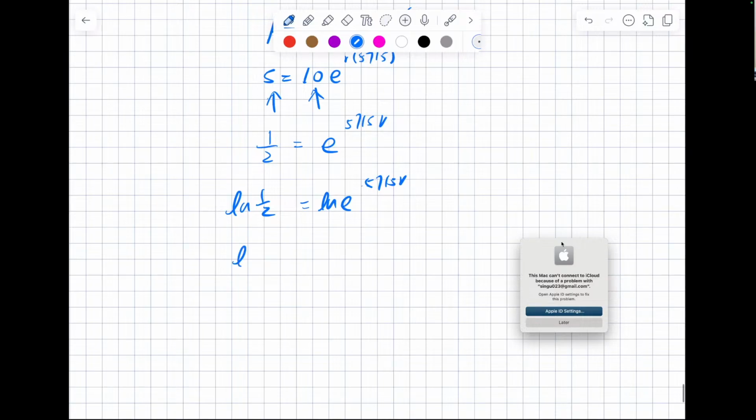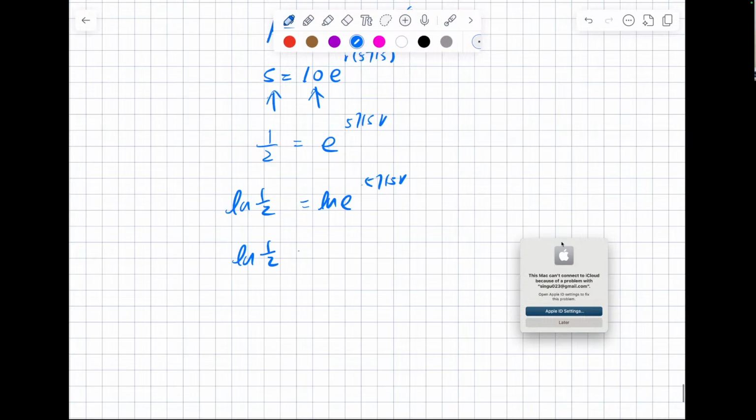So therefore it's going to be natural log of half equal to 5,715 R. So it'd be natural log of 1/2 divided by 5,715 equal to R. If you do natural log of half, this is the number you're going to see in the AP Chem book. I believe it's 0.693, not sure. Can somebody type in natural log of half for me? Caleb, can you type in natural log of half?